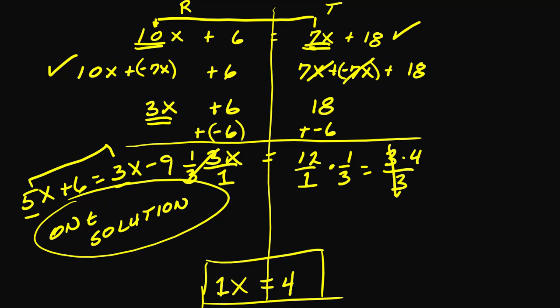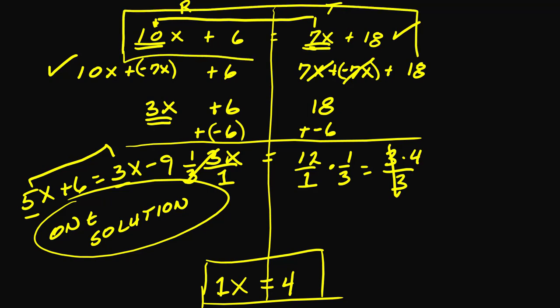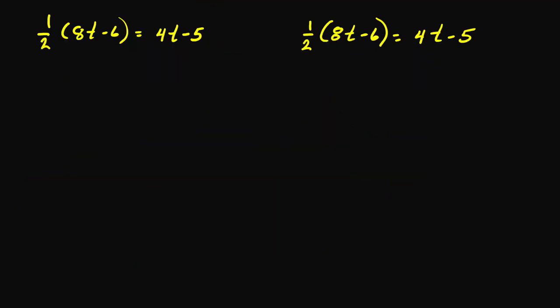If the coefficients are different on the x term, once you get everything simplified as much as you can like this, where you have x's on both sides and you don't have any similar terms, you compare the coefficients on the x terms. If they're different, you have one solution. All right. Let's move on.